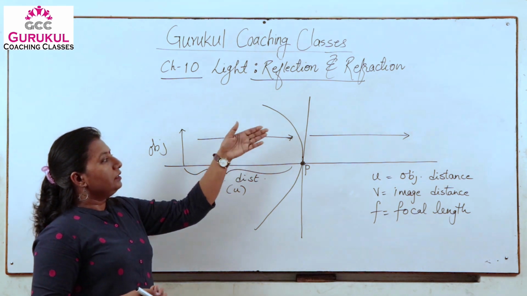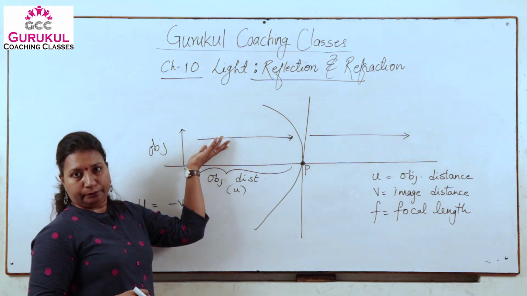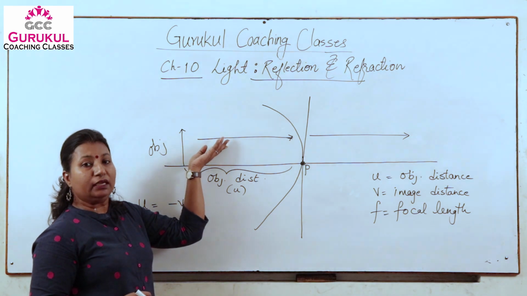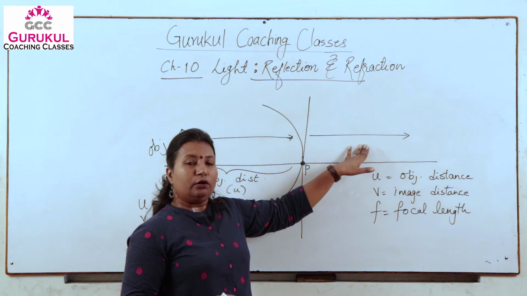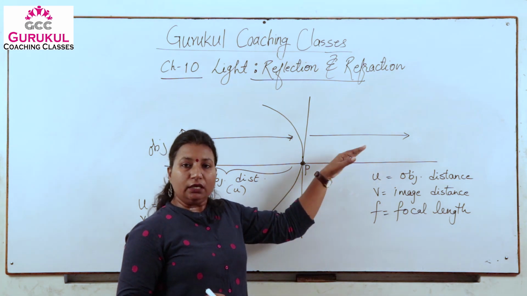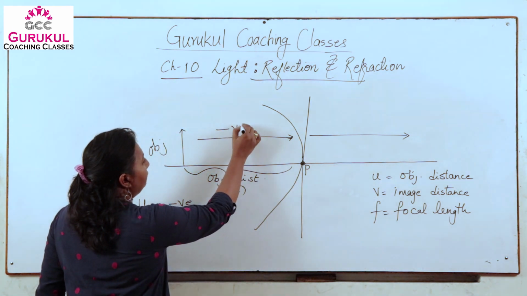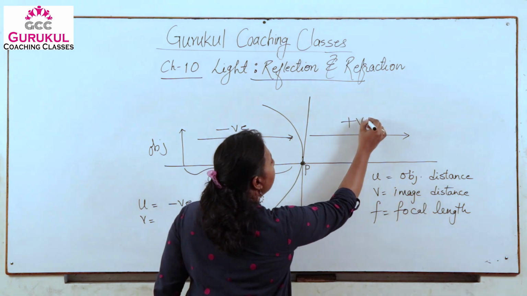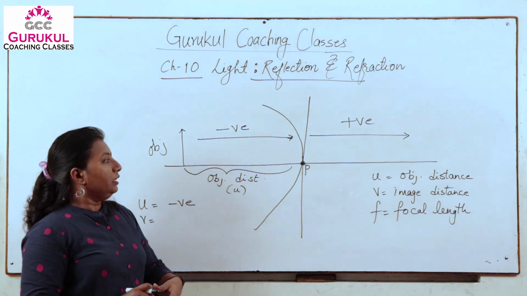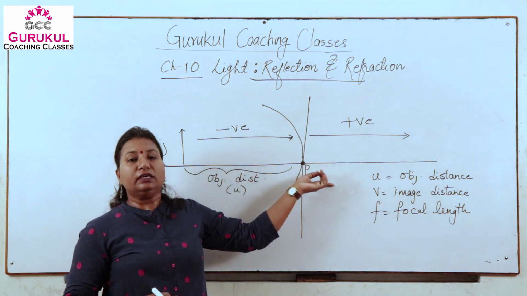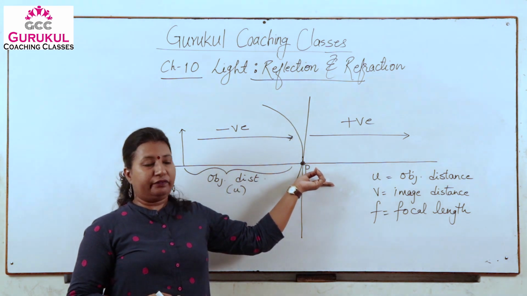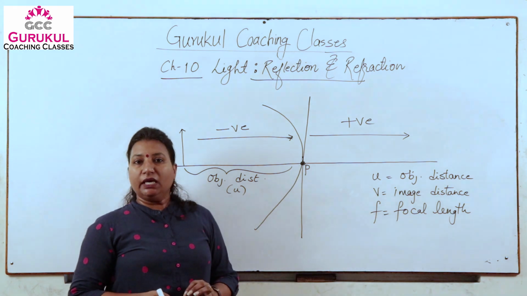The units which come on the left side of the pole are always taken to be negative. The things which come on the right side of the pole are always taken to be positive. So here the negative values will come, here the positive values will come. If the image is forming above the principal axis, meaning the image is virtual and erect, then it will always be positive.